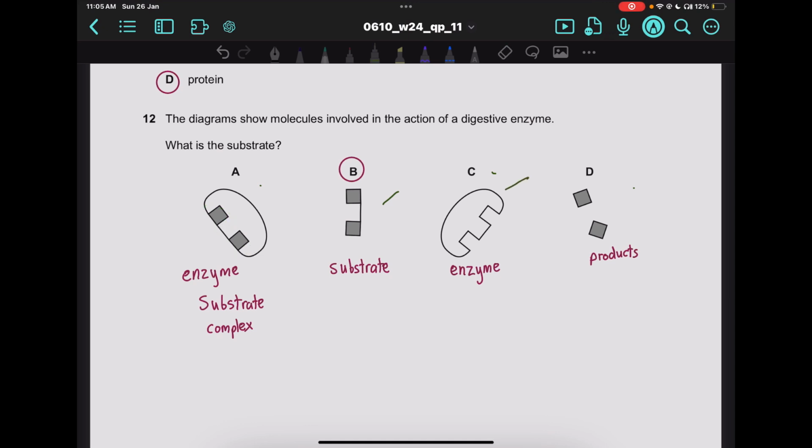Now, the enzyme itself over here remains unchanged. And these are the products after the enzyme reaction. So our answer is going to be B.